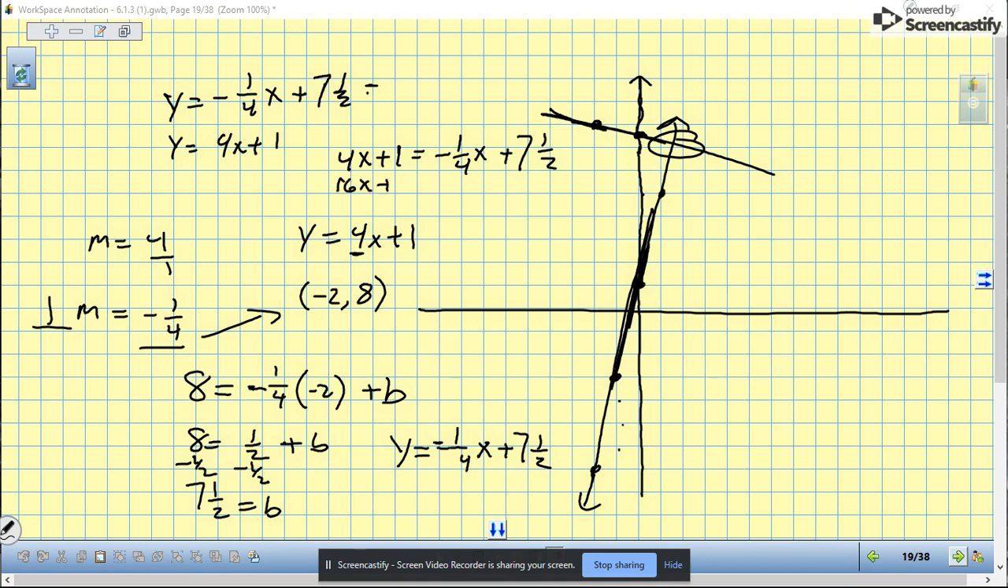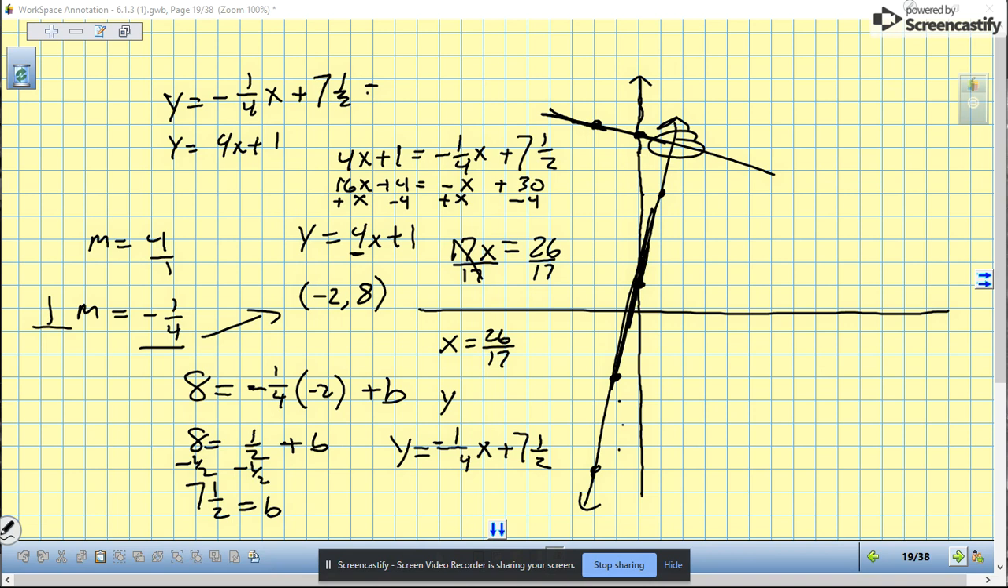So 16x plus 4 equals negative x plus, and if I do 7.5 times 4, I get 30. All right, so now I'm going to add x, and then I'm going to subtract 4. I'm going to get 17x equals 26. So divide by 17, and you get x equals 26 over 17 as the x value.